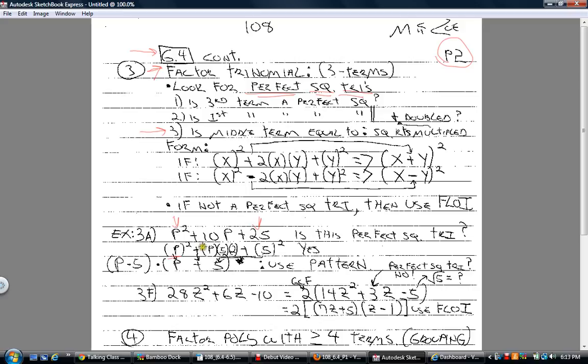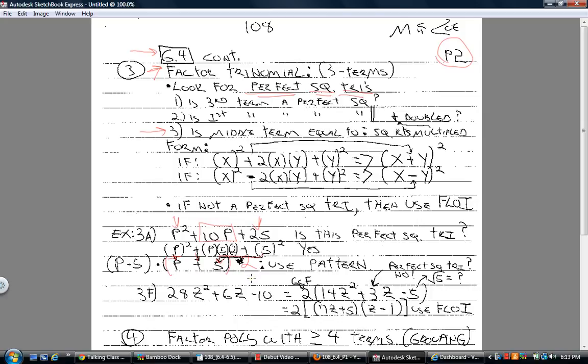So let's look at this example here for 3a. You've got p times 5 is 5p, and double it. So p times 5 times 2 would be 10p. Do you have that in the middle term? When the answer is yes, then you've just proven you do have a perfect square trinomial. So what you can do is drop down the first square root, drop the sign, drop the third square root, give yourself a set of parentheses, and then square it. Make sure you put the 2 there.